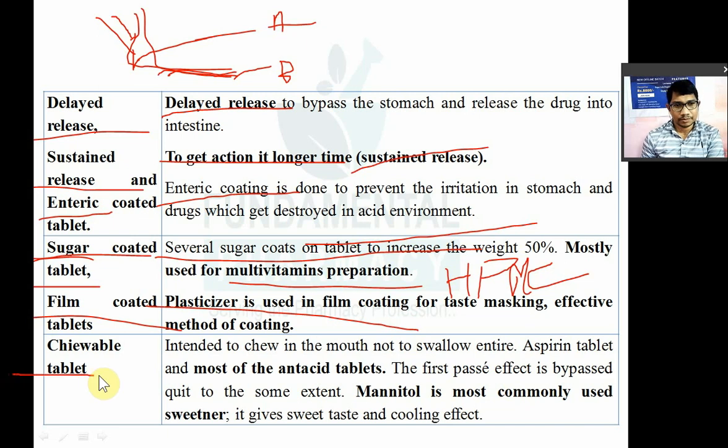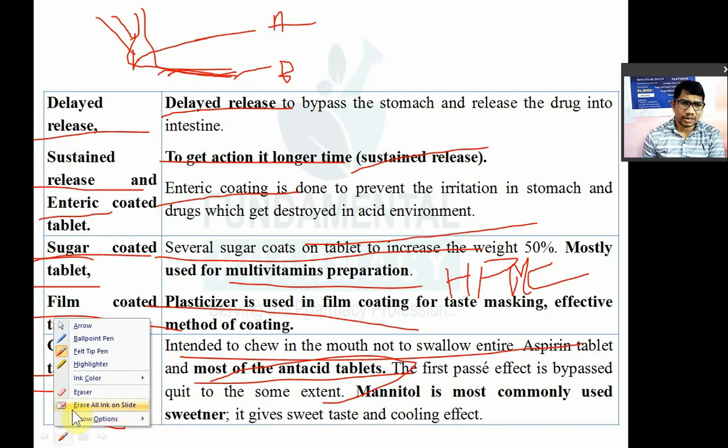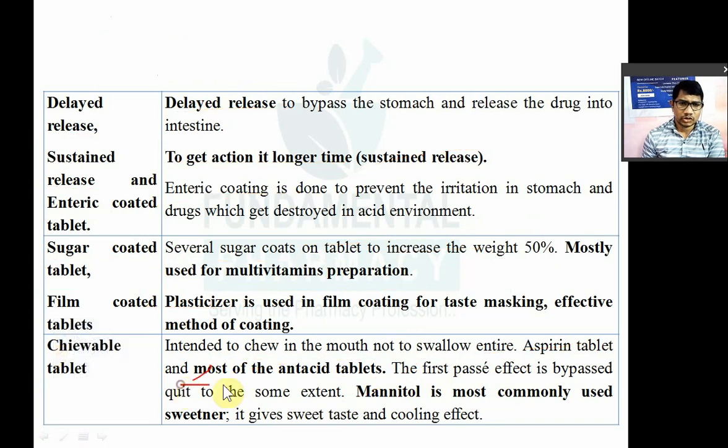Then chewable tablets. Questions also come on chewable tablets. These are tablets which are intended to be chewed in the mouth, not swallowed. Example, aspirin tablet. Chewable tablets are mostly formulated as antacid tablets. For example, there is one tablet in the market, Gelusil MPS. Gelusil MPS is an antacid tablet, which is a chewable tablet.